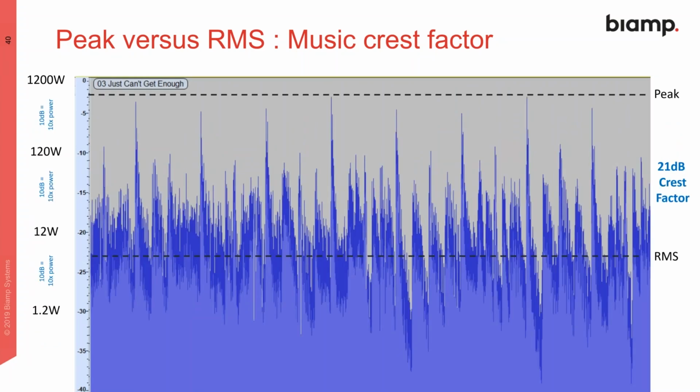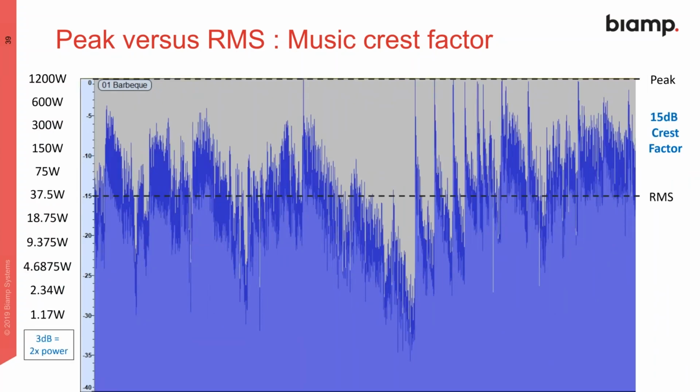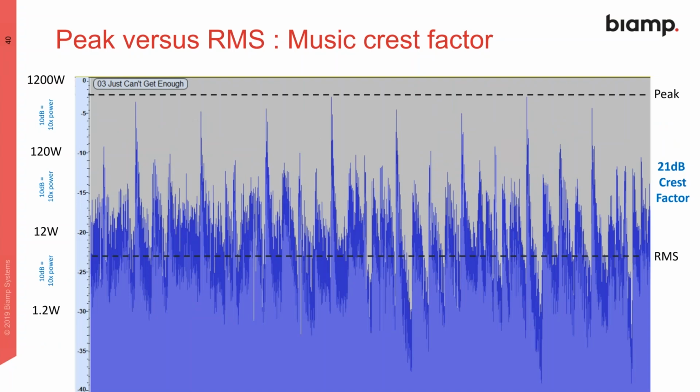Here's another song. This has got a much higher crest factor, so the RMS value is much lower. So in the previous example, RMS is -15. Here, RMS is floating down at -23-ish. It kind of cheated the scale because I had one that didn't reproduce properly.